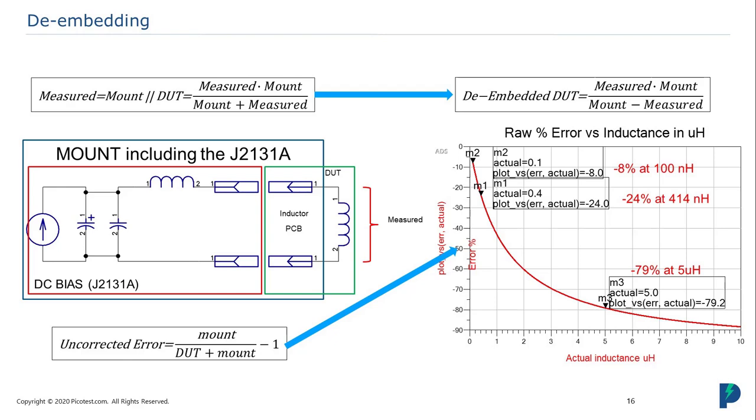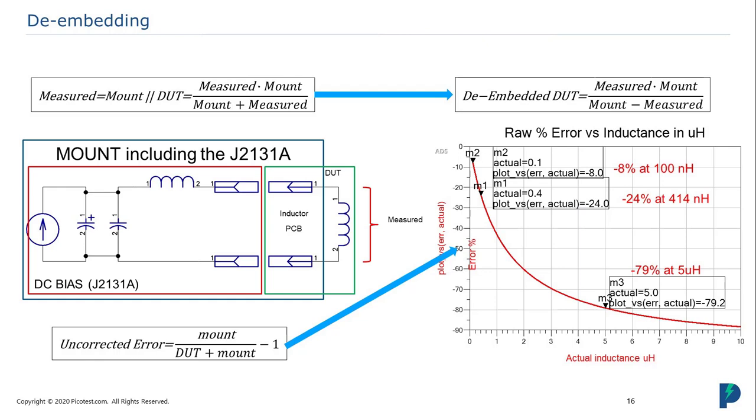And since we are only interested in the inductor that we mounted to the printed circuit board, we need to de-embed that. And so you can see there's an equation there that shows the measurement multiplied by the mount divided by the mount minus the measurement. That'll de-embed it. And so we need 2 measurements, one of the J2131A by itself, which is easiest measured with the printed circuit board, just no inductor mounted. And then we need a measurement with the inductor mounted to the J2131.